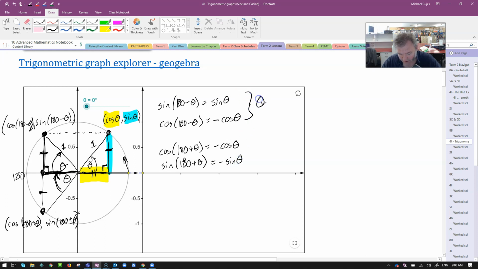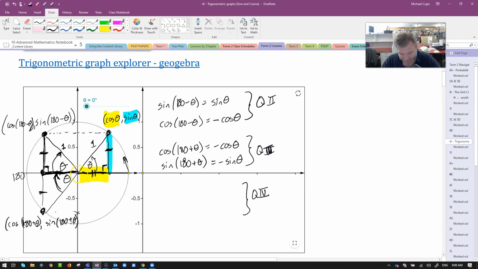So this was quadrant 2. This is going to be quadrant 3. And down here we'll have a look at what about angles in quadrant 4. Got to make sure my 3 doesn't look like a 4. Got a bit grubby there.